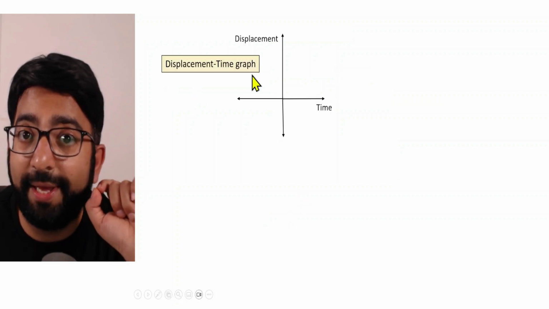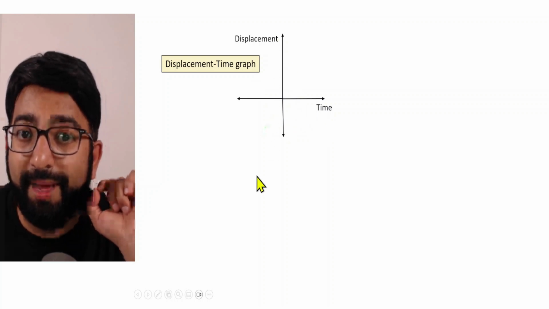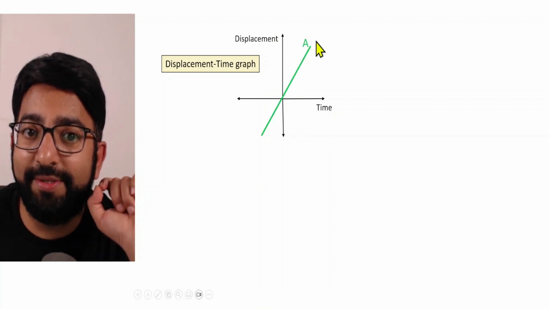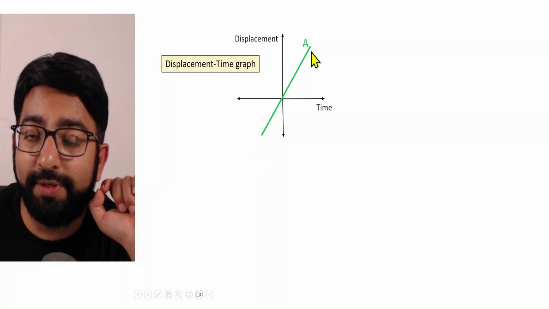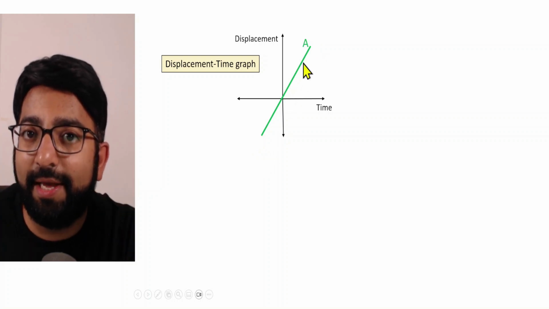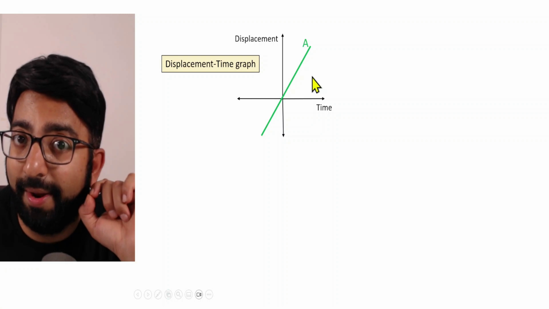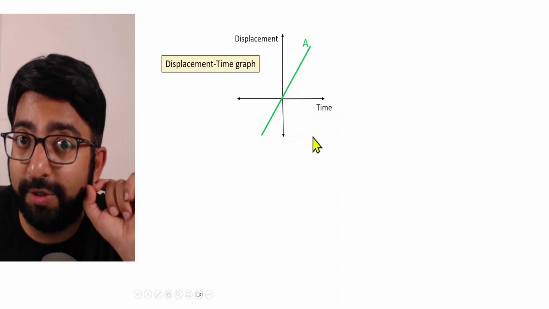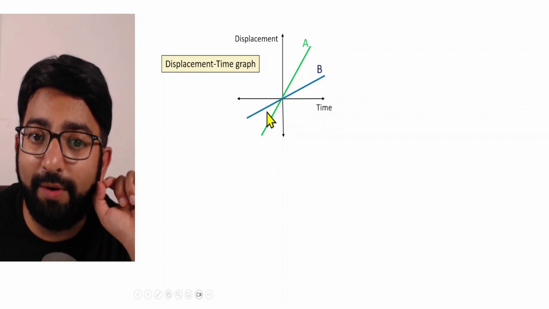So here we have a displacement time graph. The x-axis is time, y-axis is displacement. And let's say the graph looks like this. It's a straight line passing through the origin. So this graph is, let's say, for the particle A. On the other hand, there is another particle B which is moving, but the graph for that looks like this.